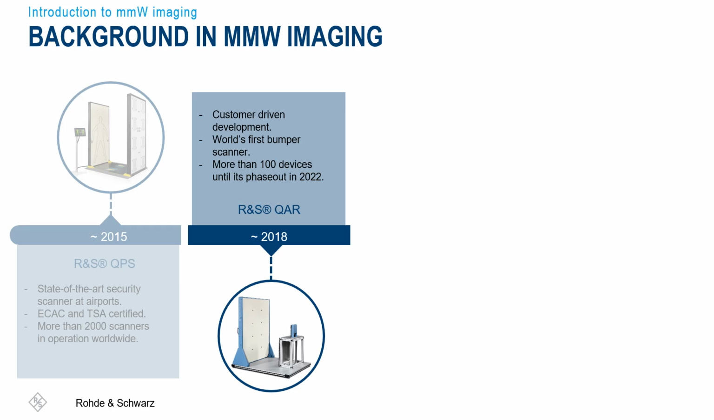We then had a customer requesting us to perform these kind of measurements on an automotive bumper. The reason for that is because the QPS is working at the exact same frequency as the automotive radar. So we made an image of the bumper, we realized where the problem is coming from, and we had a potential solution for the customer. The big panel was a little bit too expensive for the customer, so what we did is we reduced the size of the panels, so to say cut it by half, and this is how the QAR was born.